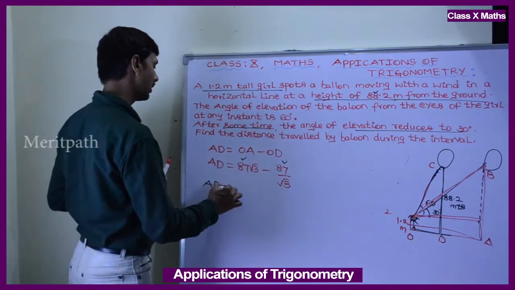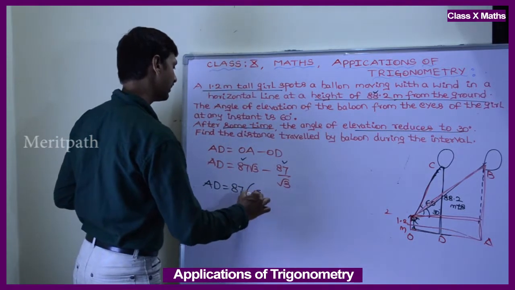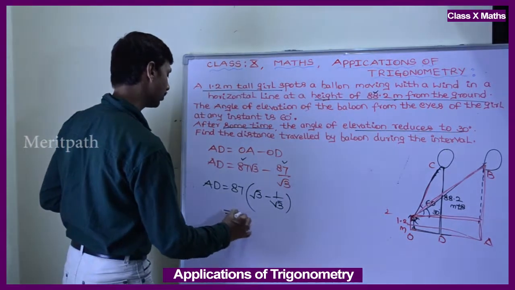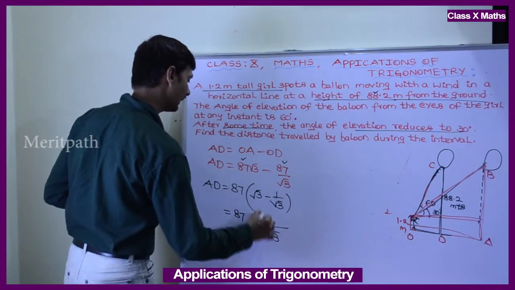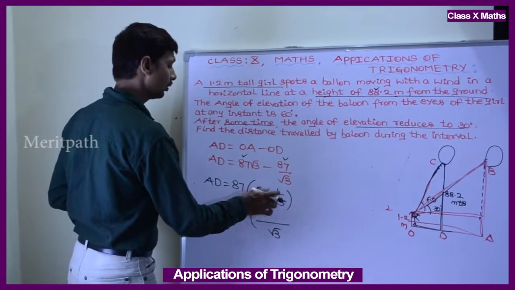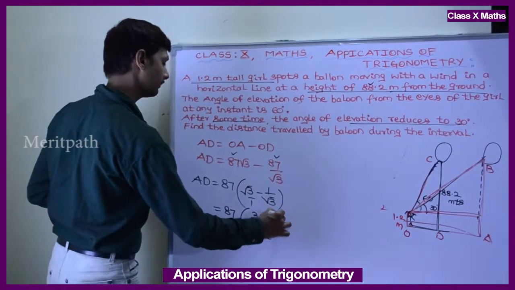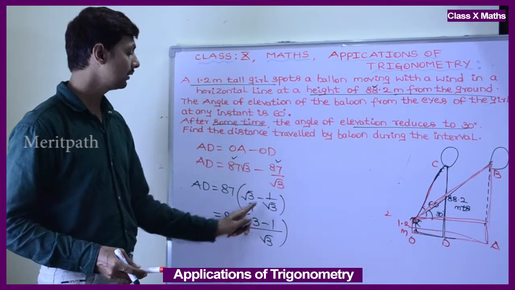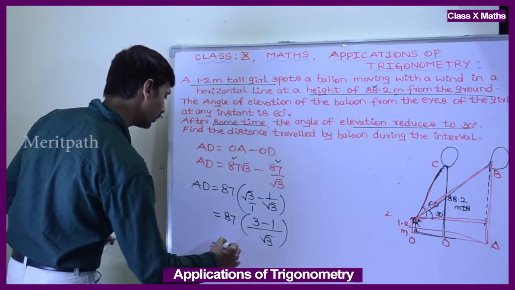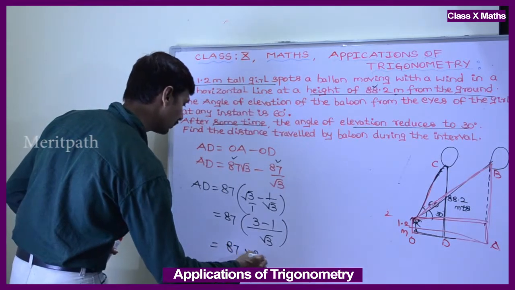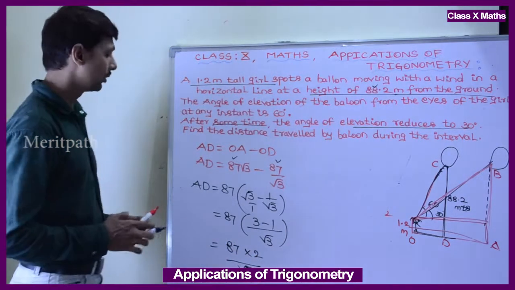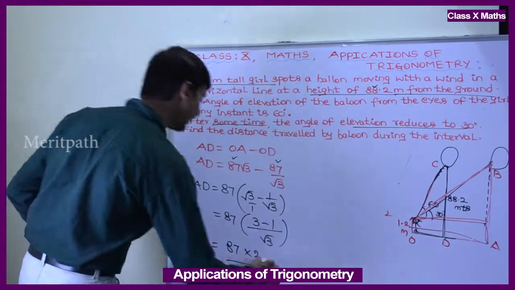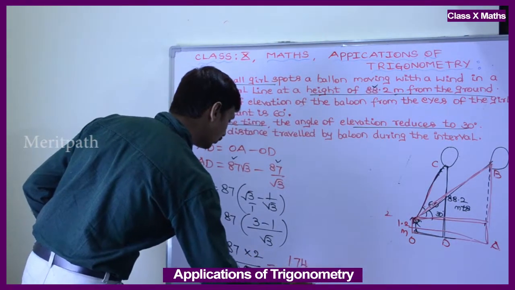So AD is equal to, when we take 87 common, root 3 minus 1 by root 3. Let us take the LCM, which is root 3. So 87 into root 3 times root 3, that is 3, minus 1 into 1, that is 1. Subtracting these two values, we get 87 into 2 by root 3. Multiplying this, that is 174 by root 3.